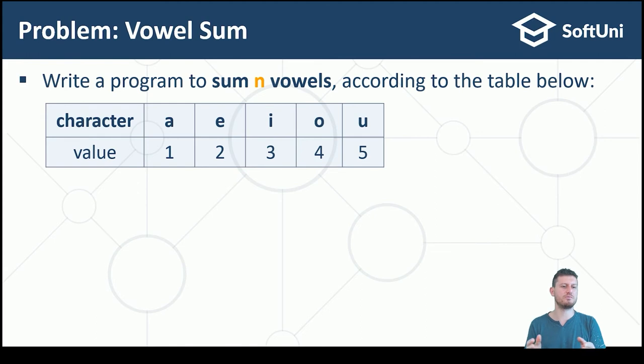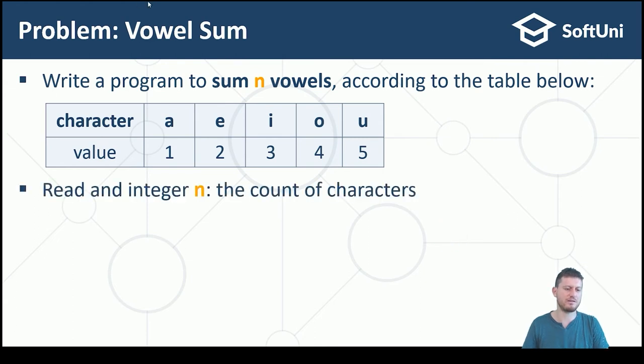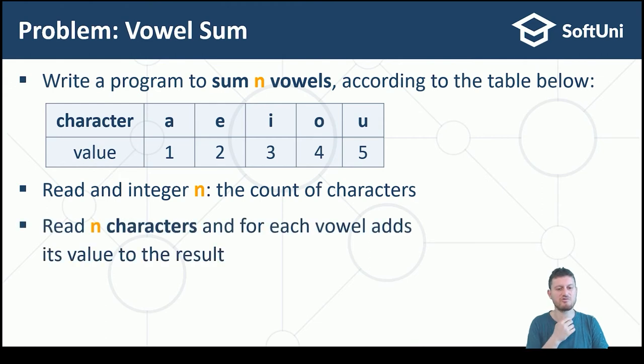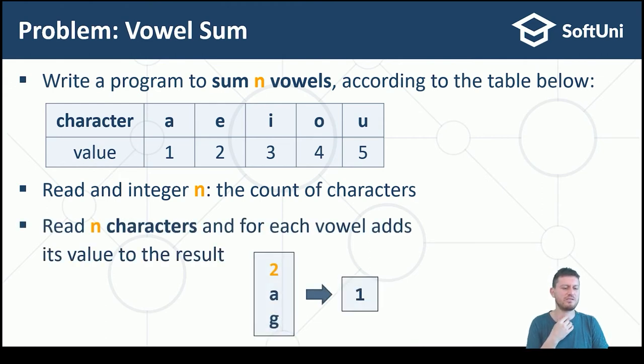It's called vowel sum. It's about writing a program to sum n vowels according to the table we have. We assume that A weighs 1, E weighs 2, etc. And for example, X weighs 0 because it's not a vowel. All others are not counted. We read an integer N and we read N characters, each on a separate line. For example, 2 AG gives 1, because A is 1 and G is 0 because it's not a vowel, it's not in this table.